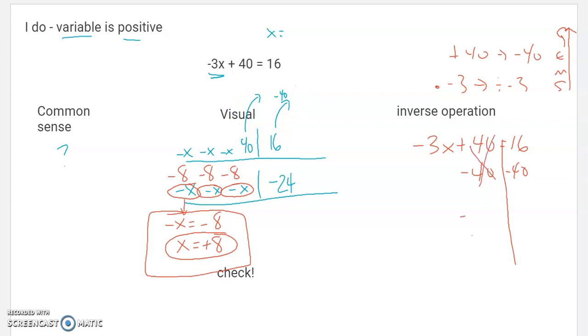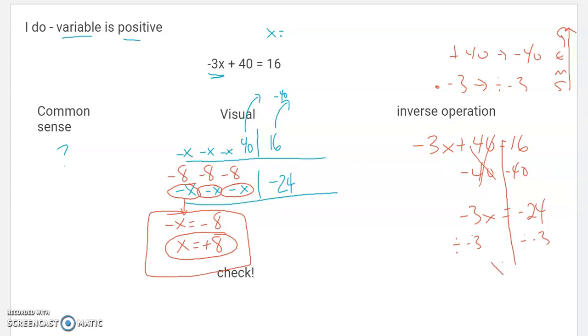That cancels to 0, so negative 3x equals negative 24. And again, I'm dividing by negative 3 now. I don't really have to go through all this business with the inverse operation strategy. Divide both sides by negative 3. All I have to do is make sure I don't mess this up.